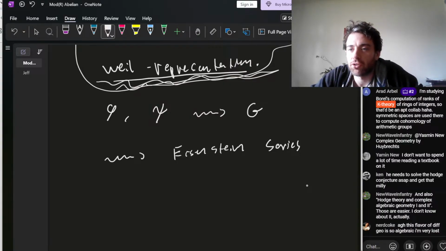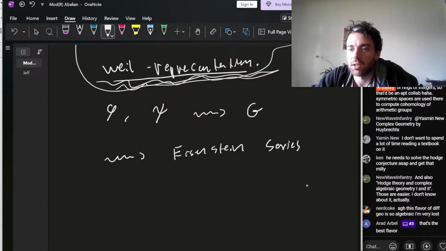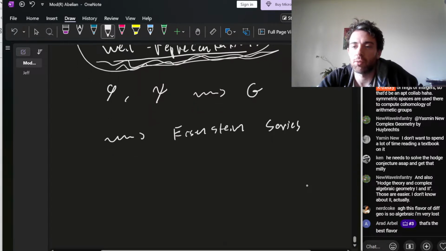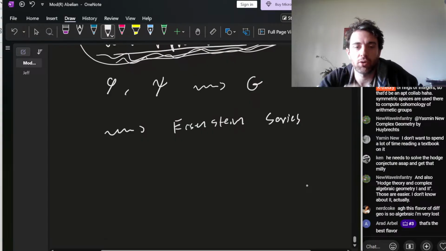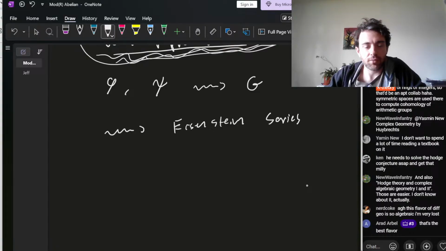You're studying Borel's computation of ranks of K-theory of rings of integers. So that'd be an apt collab. So actually, this does have something to do. There's something else. Symmetric spaces used to compute cohomology of arithmetic groups. Yeah, I don't know as much about that, but there's something else going on here, which again, I never really fully understood. There's something going on with Arakelov geometry.